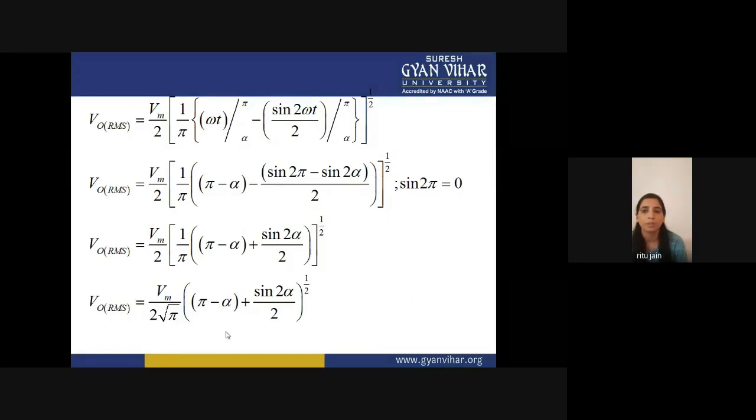In the next topic we will discuss our single phase full wave converter. In single phase full wave converter, if you are talking about an uncontrolled rectifier, we will use two diodes, one for the positive half cycle and another one for the negative. If you are using a controlled rectifier, then you have to use two SCRs, one for the positive half cycle and one for the negative.